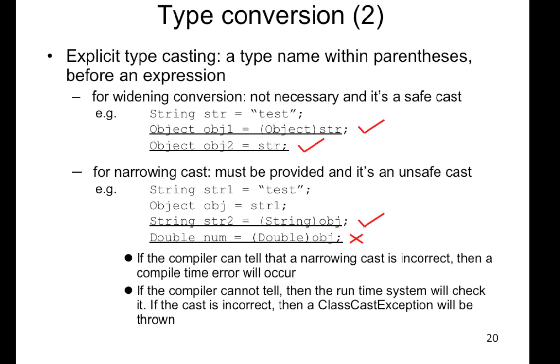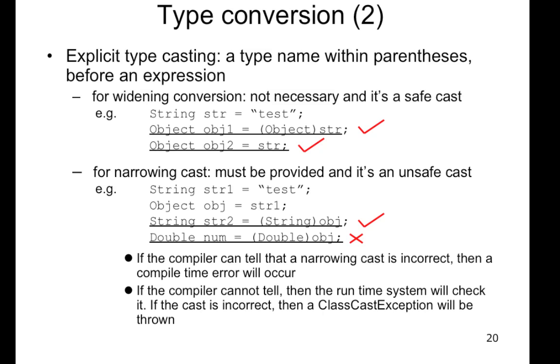All right, so if the compiler can tell the narrowing cast is incorrect, then at compile time an error will actually occur. Very rare, though, that it actually happens. In fact, depending upon the settings of your compiler, you might have this turned into a warning instead of an error. So sometimes you see warnings. Your program will compile correctly, but you'll see a warning about casting or incompatibility. Don't ignore that, because it will cause a side effect further down.